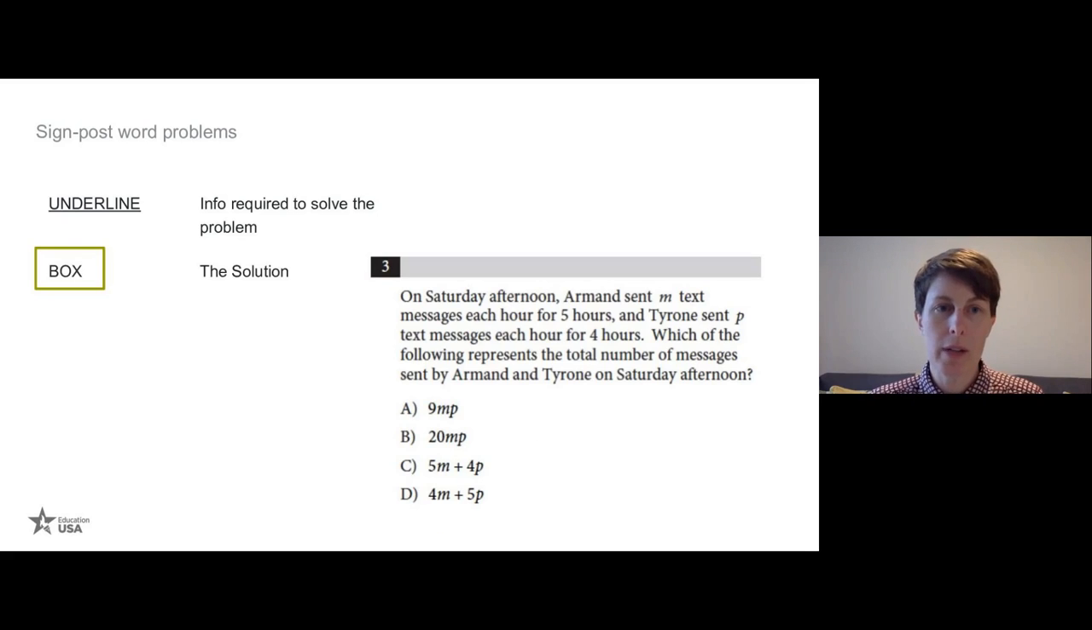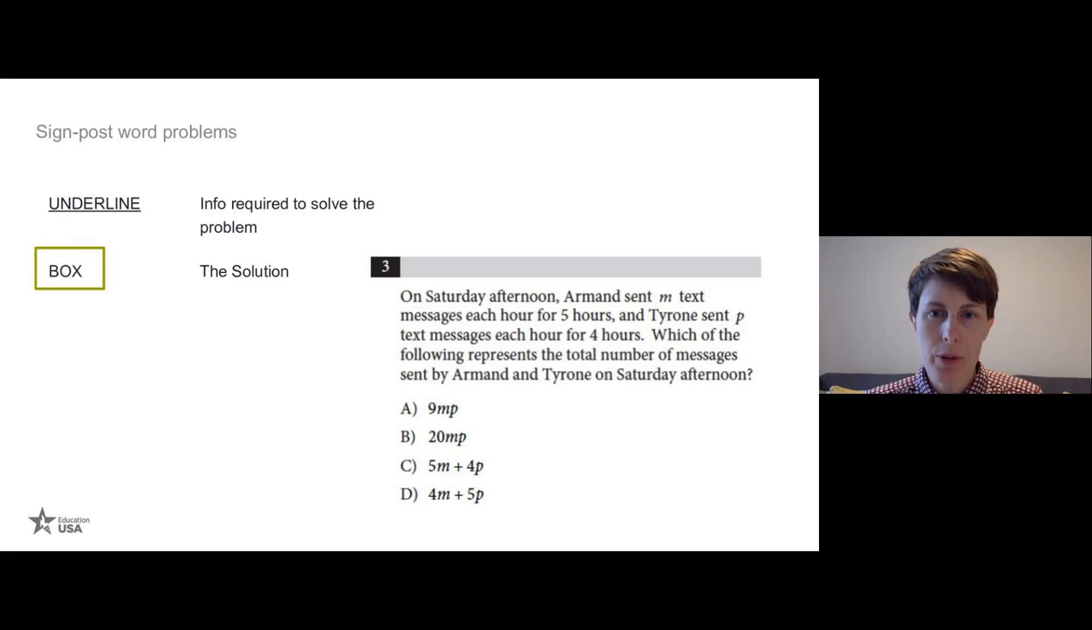When we talk about signposting word problems, I'm going to demonstrate what that looks like a little bit more on this problem, and then we'll solve this problem in a moment. And again, these are all problems that you would have encountered on practice test one, so these should look familiar.